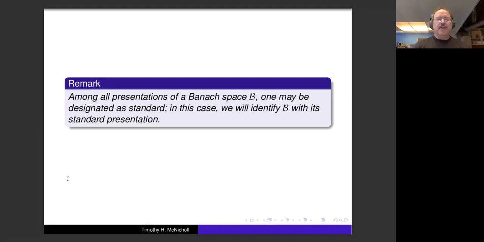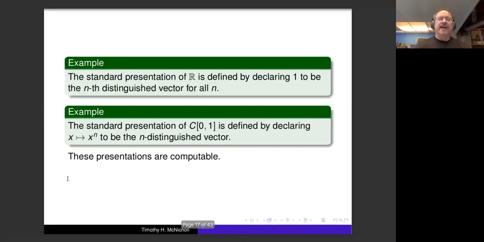Okay, a little more terminology. Like with all these presentations of Banach spaces, one may be designated as standard by practice, and in that case we identify the space with its standard presentation. An example: for the standard presentation of R, we can just take 1 to be the nth distinguished vector for all n. And when working with C[0,1], the natural thing to do is to present it by declaring the nth distinguished vector to be the nth power of x. By the Weierstrass approximation theorem, that's a linearly dense subset of C[0,1]. It takes a little calculus exercise in the second case, but it's easy to see these are all computable presentations.